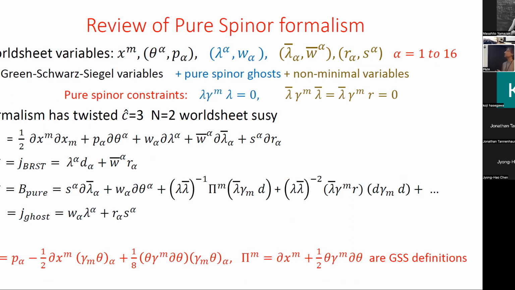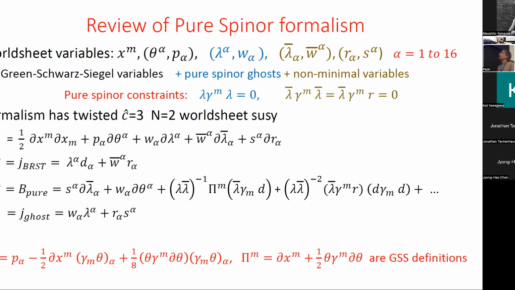It involves the worldsheet variables of Green-Schwarz, called Green-Schwarz-Siegel because it also includes the conjugate momentum to theta. It turns out that if you want to describe the Green-Schwarz formalism with first-class constraints, you need to introduce this conjugate momentum to theta. In addition, there are variables which play the role of ghosts. They turn out to be constrained variables, which is called the pure spinor formalism. This is the d equals 10 pure spinor constraint, as Cartan would call it.